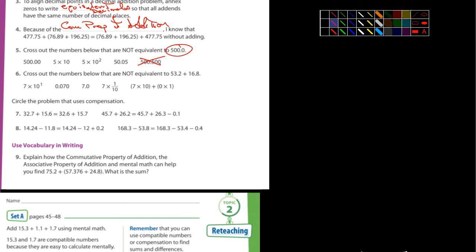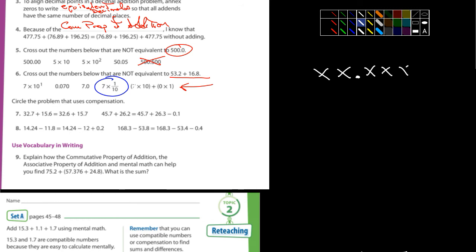Number 6, it says cross out the numbers that are not equivalent to 53.2 and 16.8. Well, what's the first thing you're going to have to do? You're going to have to add those up. And then you can see which one of these are not equivalent. Now, I want to look at number 6 here for just a moment longer. And I'm looking at the seven times 1/10. If I was to write a number and then there's a decimal, okay, and I'm going to number these X's, let's do it this way. I'm just going to write down 1, 2, 3, 4, 5.